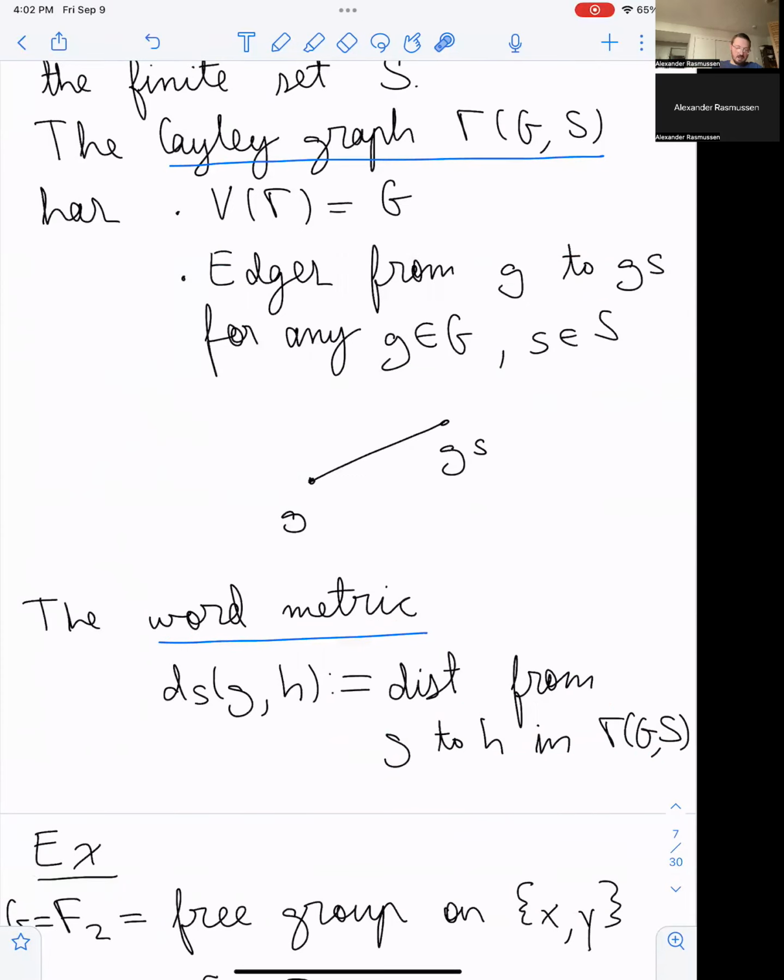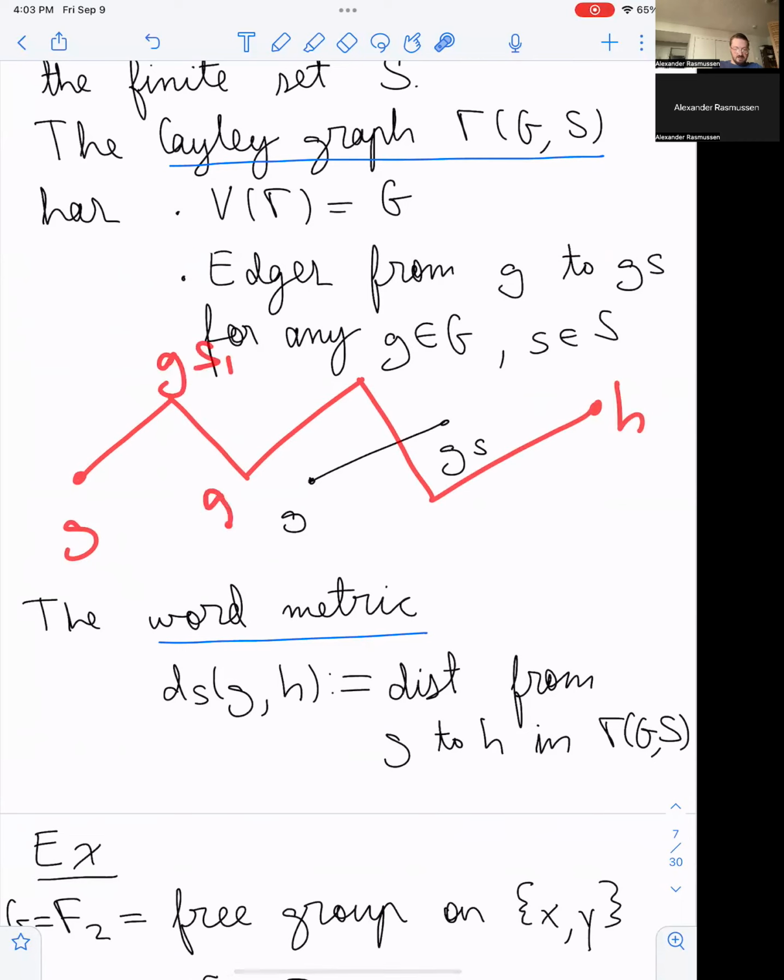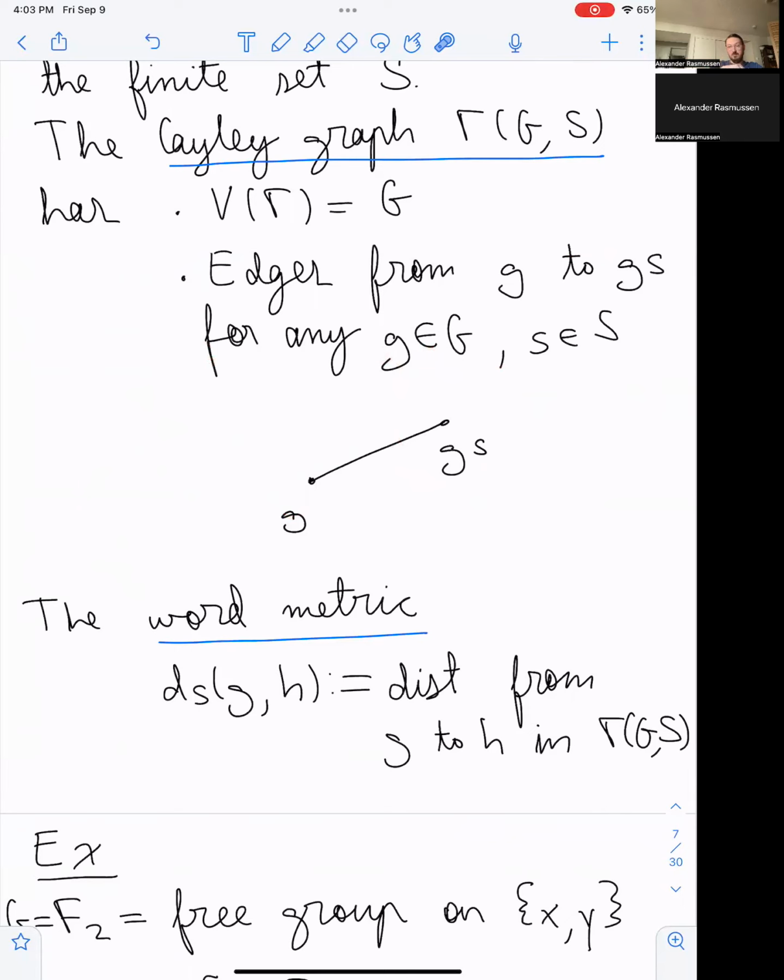To say this another way, what is a geodesic from g to h? Well, it's some kind of shortest path between g and h. So what does that look like? Well, for each edge, you're just multiplying by a new generator on the right. So what this path is doing is telling you a sequence of generators that you need to multiply g by to get h. So the distance from g to h is just the minimum number of generators you need to multiply g by to get h.